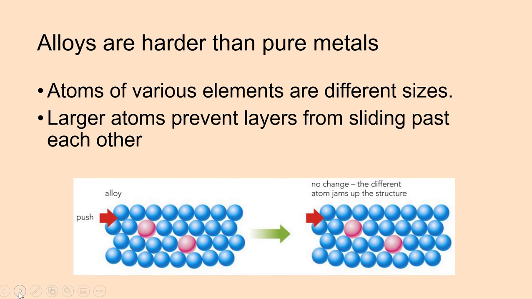Alloys are harder than pure metals, and that is because of these larger atoms that prevent the layers from sliding past each other. They act as stabilisers, meaning that much more force is required to have that layer fully slide past and become ductile.